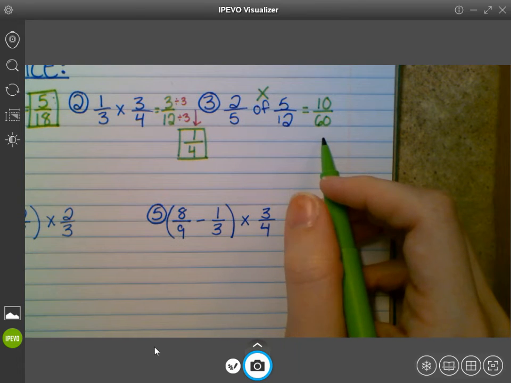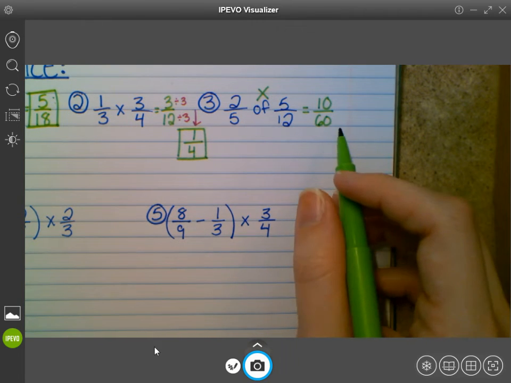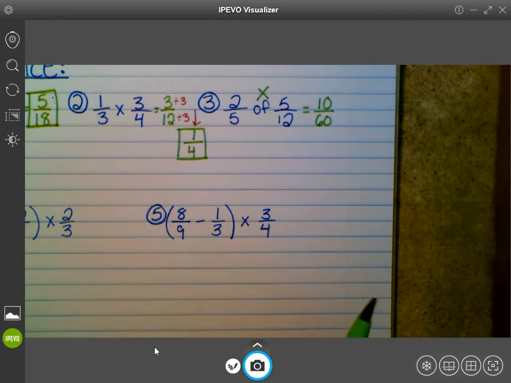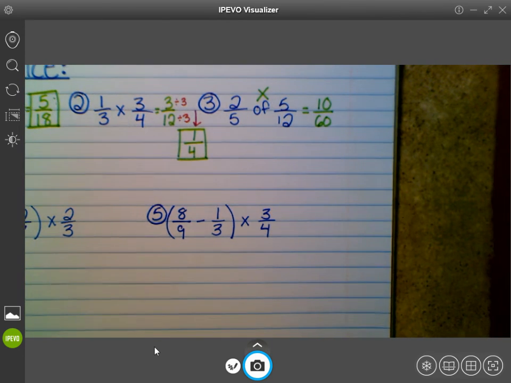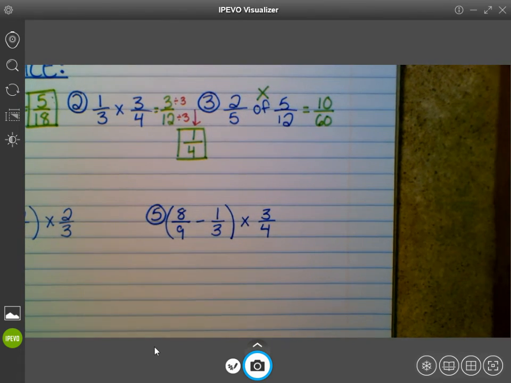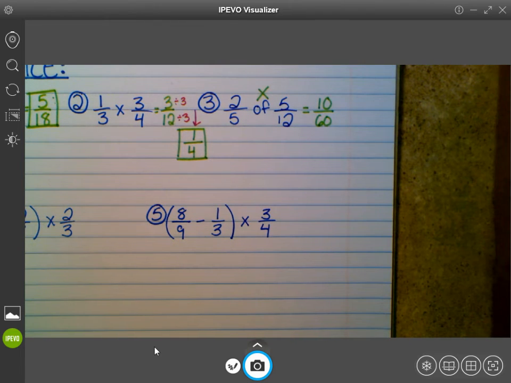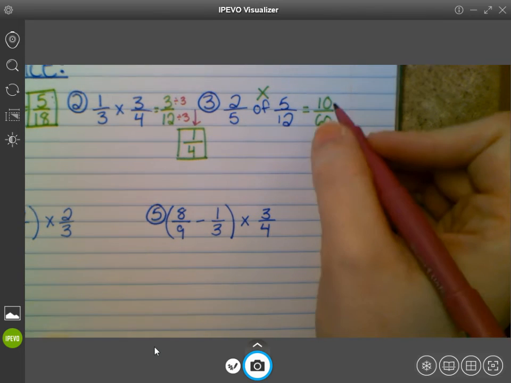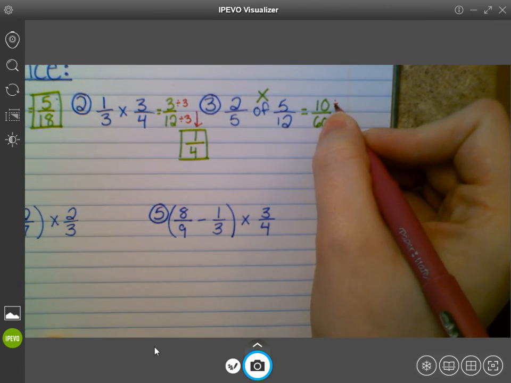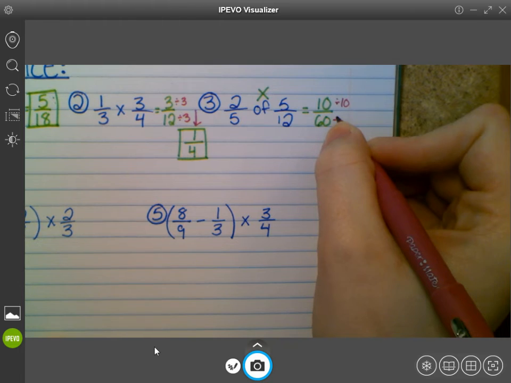Can we simplify this? Yes. Show me on your hands what can go into these, or what I can divide both of them by. Show me on your hands. The largest number that can go into both of these is 10. Oh yeah, 10. Because I did that, but I forgot one. Yep, 10. We can divide both of these by 10.